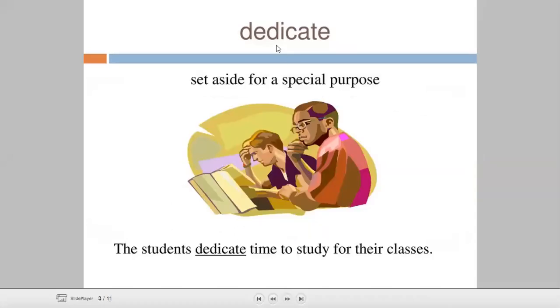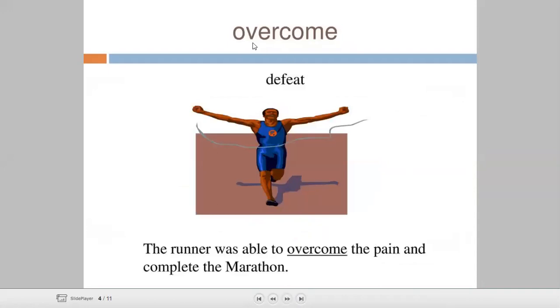And then we have dedicated. Dedicated means to set a time for yourself to do something and to focus on it. So, set aside for a special purpose. The students dedicated time to study for their classes. Then we have overcome. Overcome means to defeat something. Like, the runner was able to overcome the pain and complete the marathon.